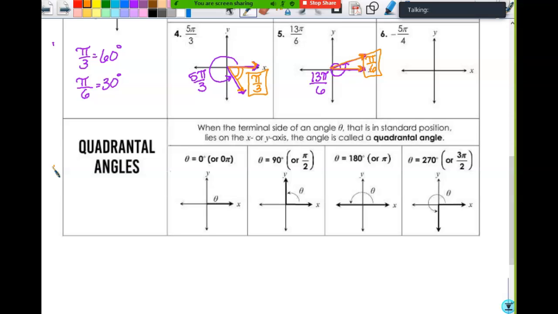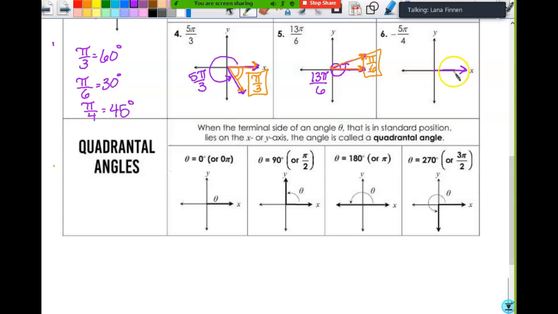Okay. So then let's think about pi fourths. If I go from here to here, that's pi, right? This is pi halves. So pi fourths is halfway. So pi fourths is how many degrees? 45, yeah. Okay.